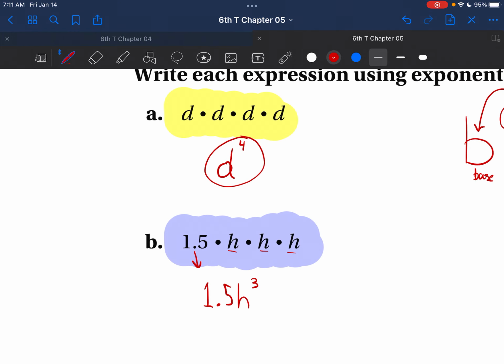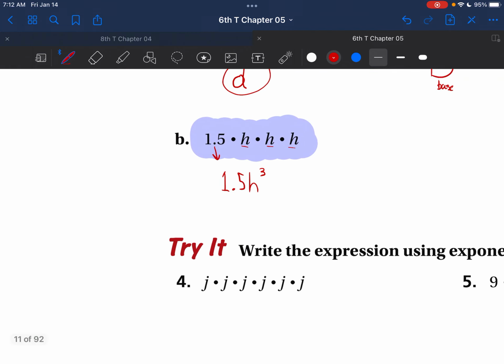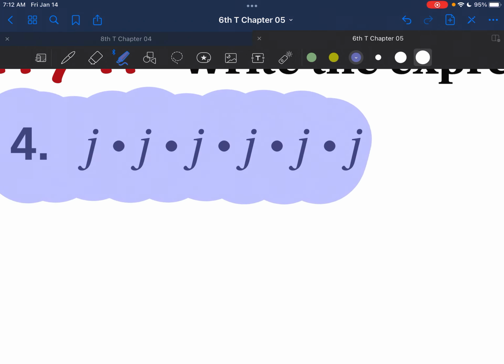All right. So let's try to put a few more of these together. This part was pretty easy. Let's do some examples, and then we'll move on to part number 2. So here we go again. Please copy this question down. And then we're going to have to put this into exponent form.